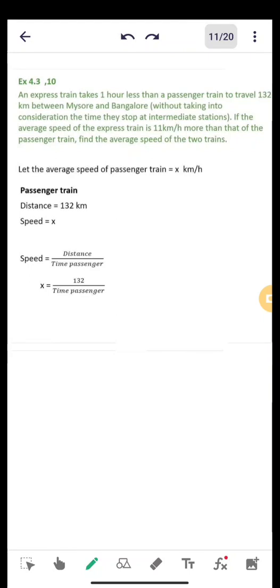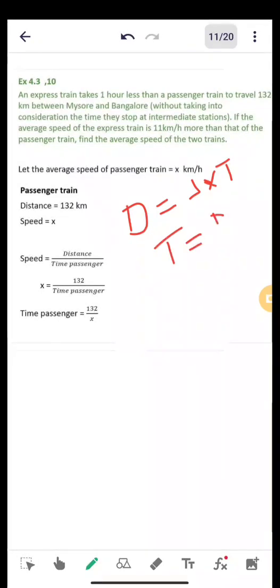Speed is equal to distance by time, or distance is equal to speed into time, both are the same. So time taken by passenger train will be 132 by x. Because we know distance is equal to speed into time, I can write time is equal to distance by speed. What is the distance the passenger train has traveled? 132, and speed of this train is x, so it becomes 132 by x.